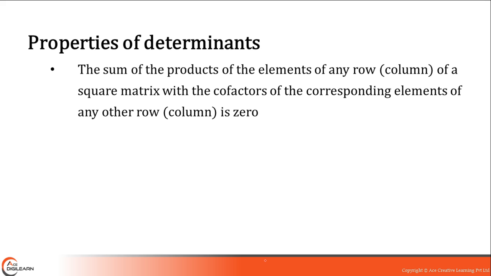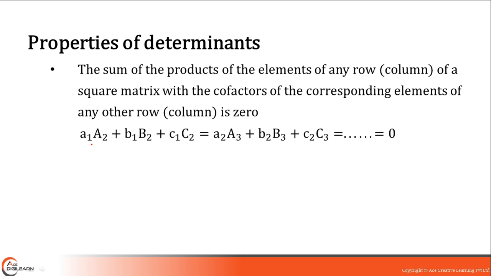Sum of products of elements of any row or column of a square matrix with the cofactors of corresponding elements of any other row is always 0. You can observe here a1, b1, c1 are the first row elements, a2, b2, c2 are the second row cofactors. Sum of their products is always 0.